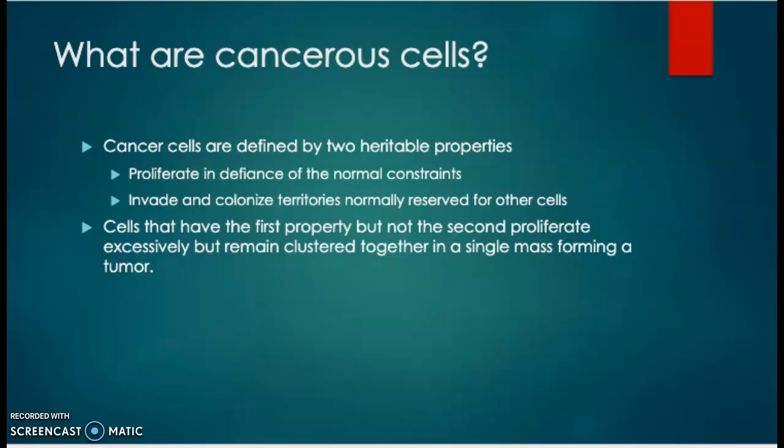What are cancerous cells? Cancerous cells are described by two heritable properties. The first property is proliferate in defiance of normal constraints. Proliferate means cells increase rapidly in number or multiply. And the second heritable property is invade and colonize territories normally reserved for other cells. So cells that have the first property but not the second proliferate excessively but remain clustered together in a single mass, and this forms a tumor.